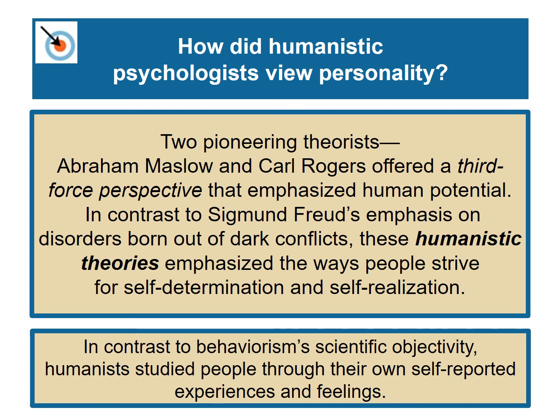The two pioneering theorists that we've already talked about are Abraham Maslow and Carl Rogers, and they offered a third force perspective that emphasized human potential, in contrast to Sigmund Freud's emphasis on disorders born out of dark conflicts. These humanistic theories emphasize the way people strive for self-determination and self-realization. In contrast to behaviorism's scientific objectivity, humanists studied people through their own self-reported experiences and feelings.